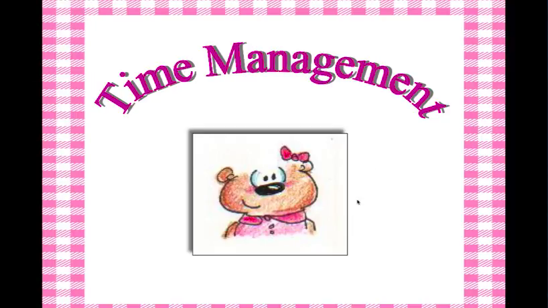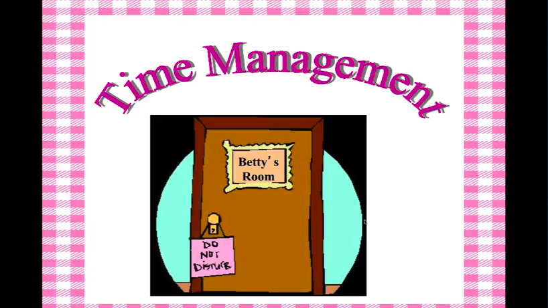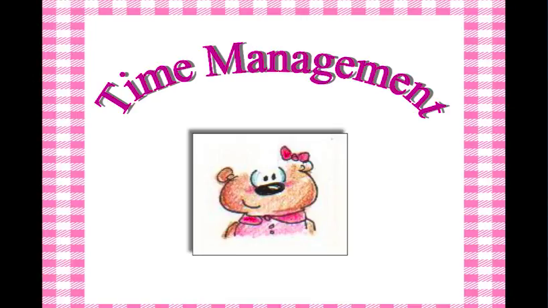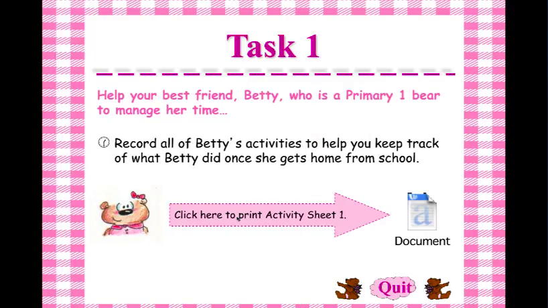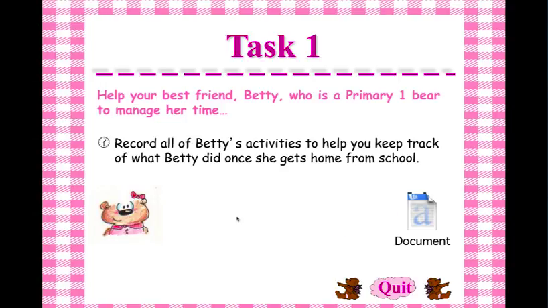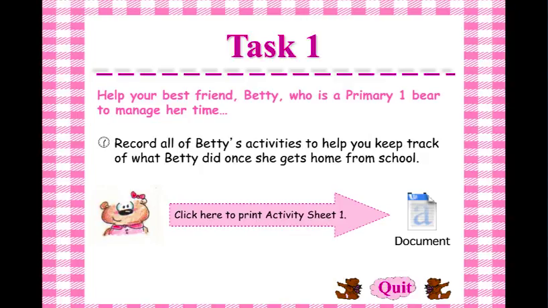Its topic is time management. The teacher who designed this effectively used drawings, then took photographs of the drawings, scanned pictures and put them in the slides to make an interesting context for students to work on an activity. Betty's room, do not disturb. Help your best friend Betty, who is in primary 1B, to manage her time. Record all Betty's activities to help you keep track of what Betty did once she gets home from school.